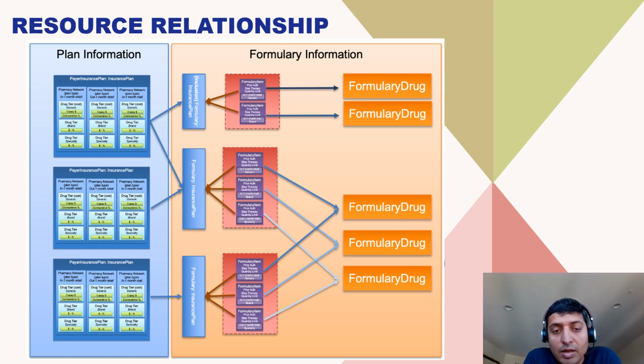Currently, we are looking at the resource relationship model. As we talked about the formulary, there are two different resources that are part of this implementation guide, the medication list and medication knowledge. This particular image describes the relationship between various drug formularies, drug tiers, and the plan coverage information.